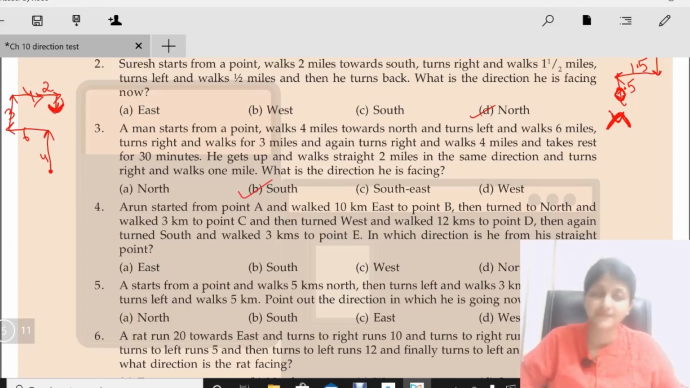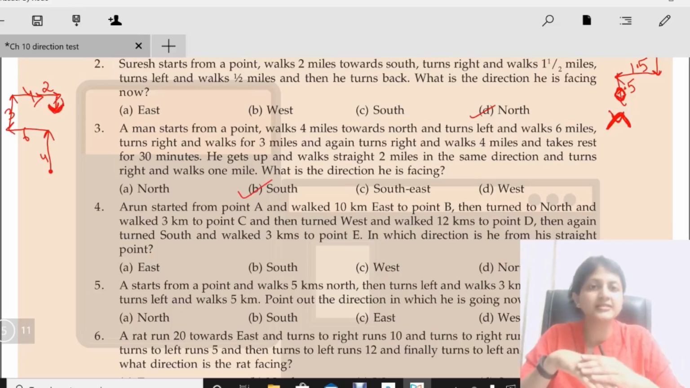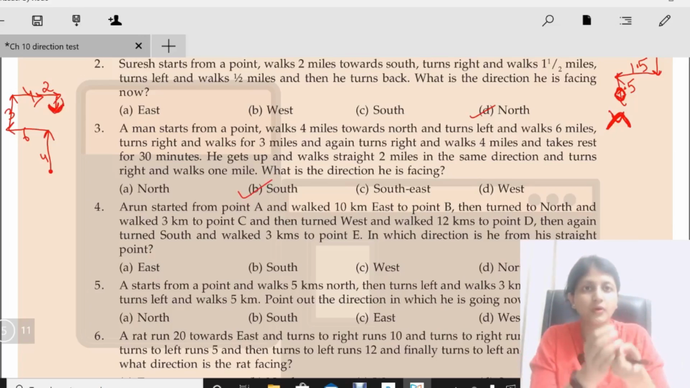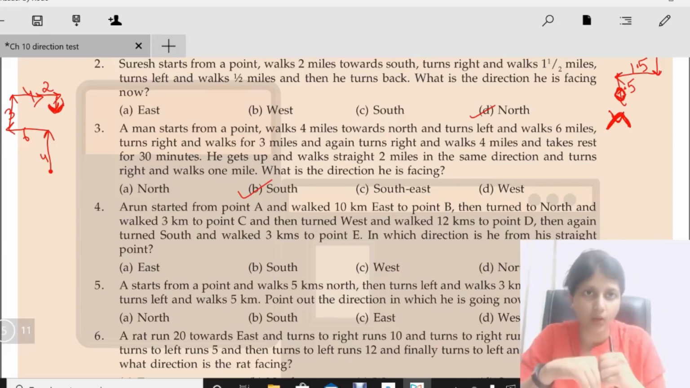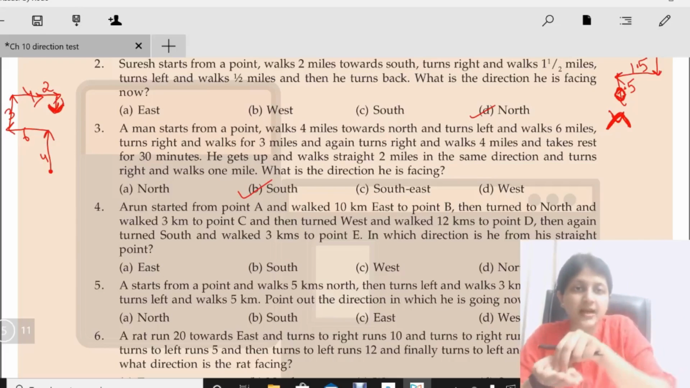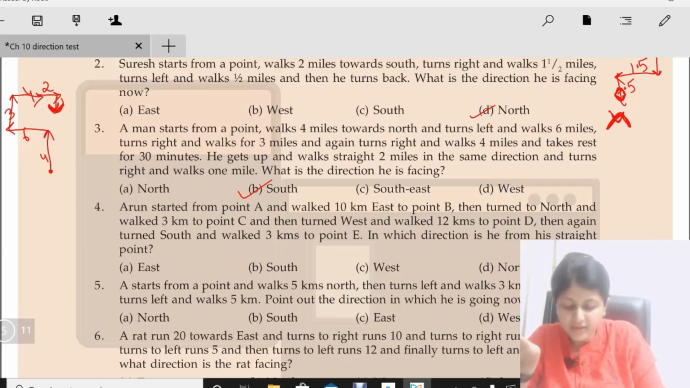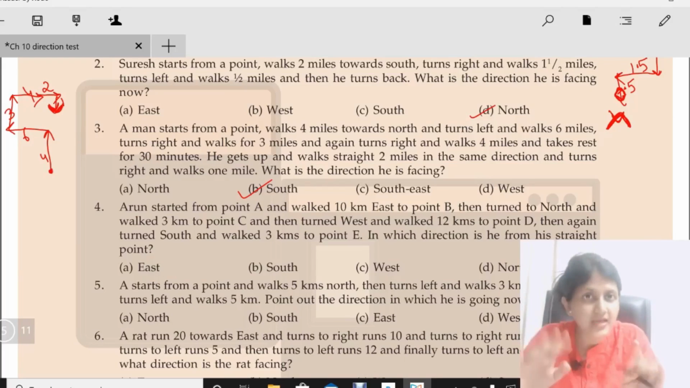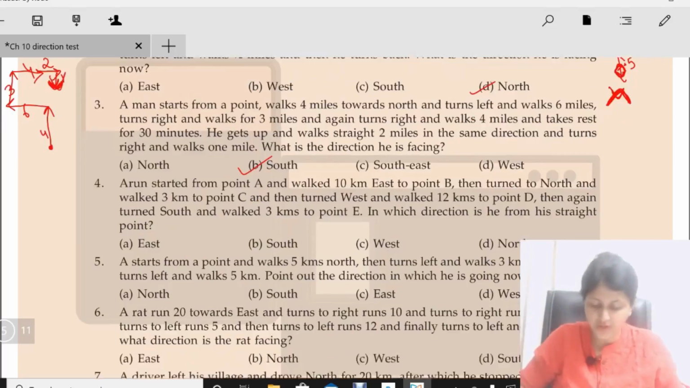He's facing south. They are not asking where he's facing from the perspective of his starting point. They are just asking a simple question, in which direction is he facing now? So he's facing south, not from the perspective of his starting point. If they were asking from the perspective of starting point, it would have been north. But they are just asking in which direction is he facing now. South. Okay. Question number 4.